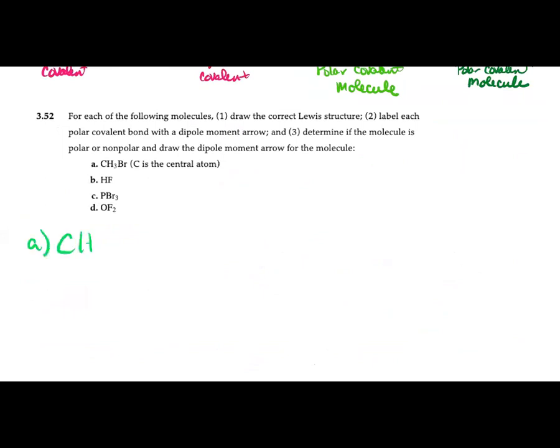A is CH3Br. And that is a terrible color. Let me change colors so it might be a little bit easier for y'all to see. Okay, so A is CH3Br.